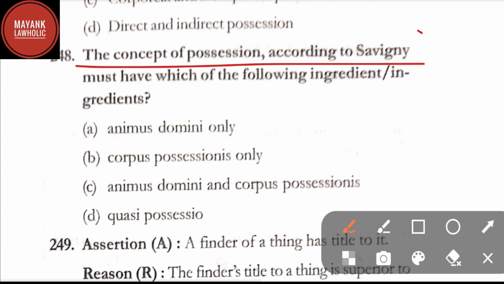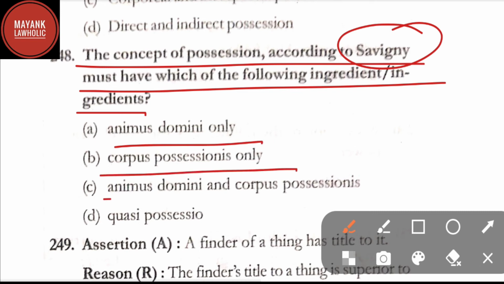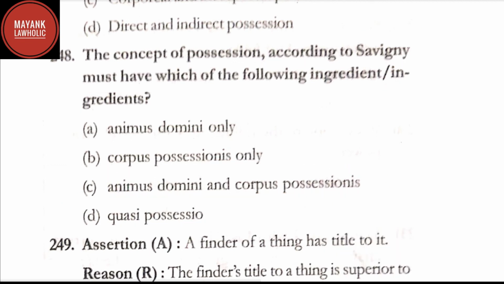The concept of possession according to Savigny must have which of the following ingredients? Option A, animus domini only, option B, corpus possessionis only, option C, animus domini and corpus possessionis, and option D, quasi possessio. Here in question number 248, the correct answer is option C, that is animus domini and corpus possessionis.